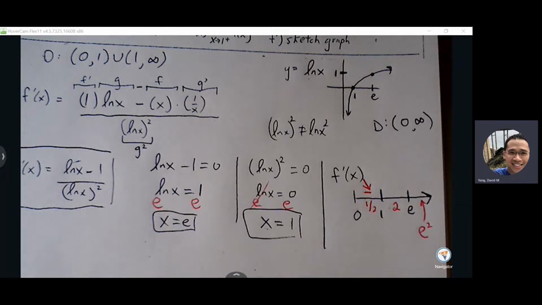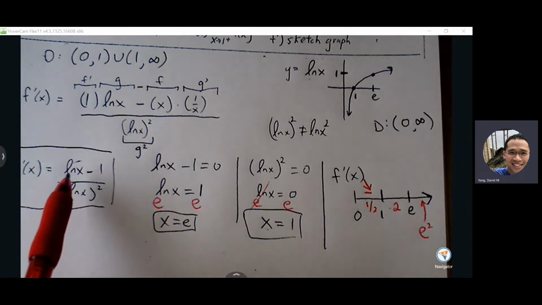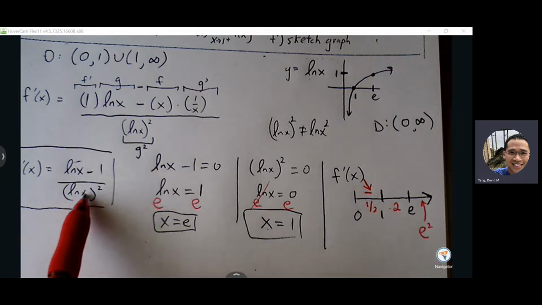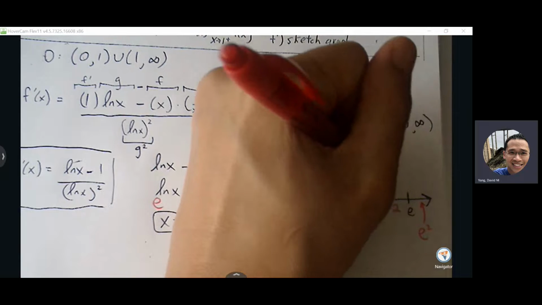Yes, question? Since we know e is like 2.7, can't we just plug in? Yes, we could. And 3 perfectly works fine. I like e squared, and I'll show both ways. And if you want to choose one over the other, that's fine. So if I plug 2 in, natural log of 2 is like 0.5. 0.5 minus 1 is negative. Negative over a positive is negative. So my graph is still decreasing.